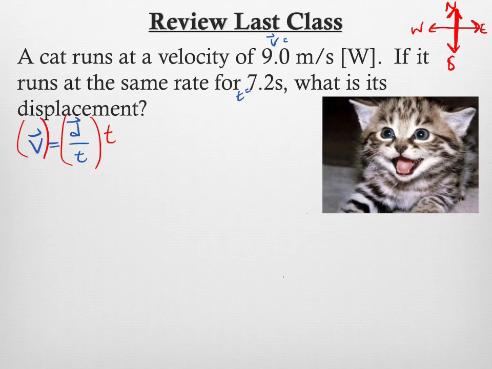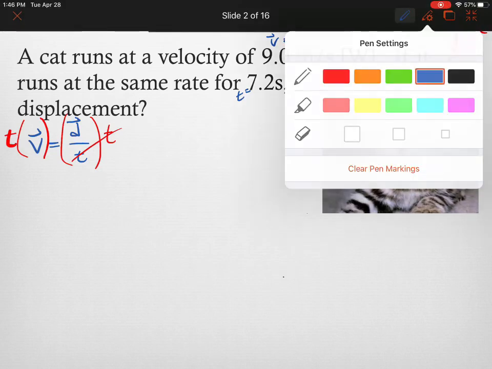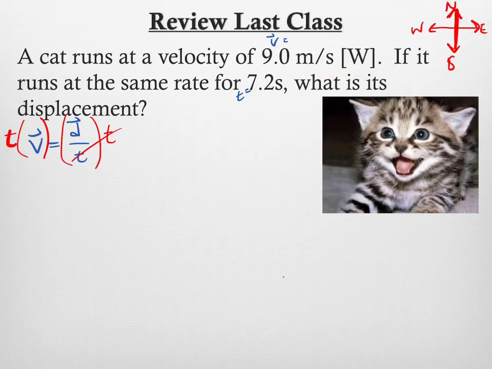Anything you do to one side, you got to do the other. Those guys cancel out, which is exactly what we need. And look what we got. We got TV. But more importantly, of course, we have an equation for displacement, which is what we need, right? So displacement is just equal to the time times the velocity. And so that's what we're going to do now.